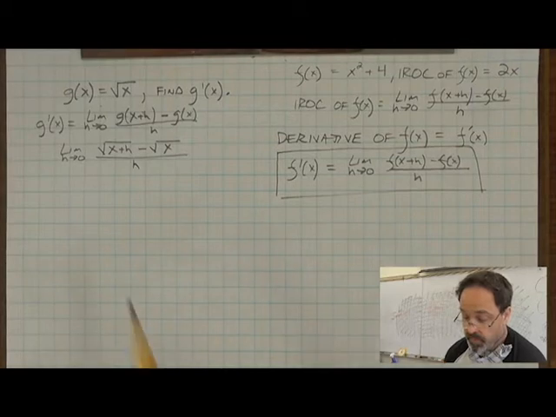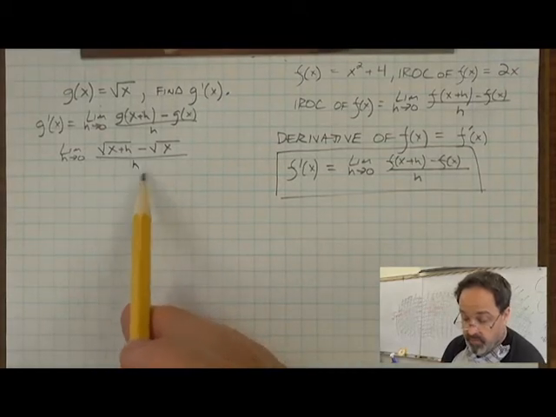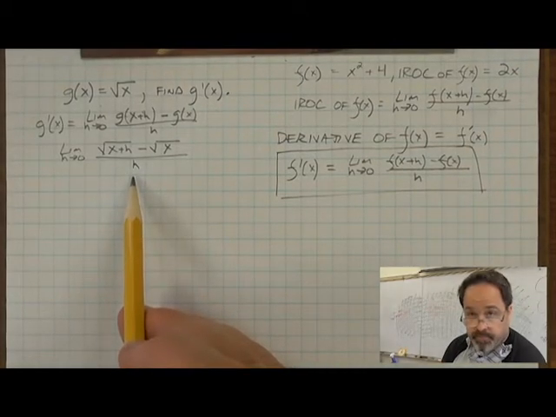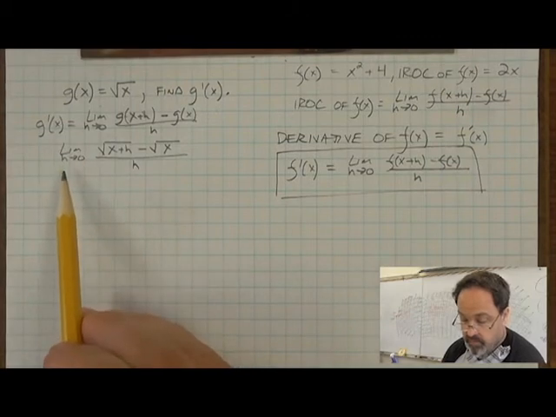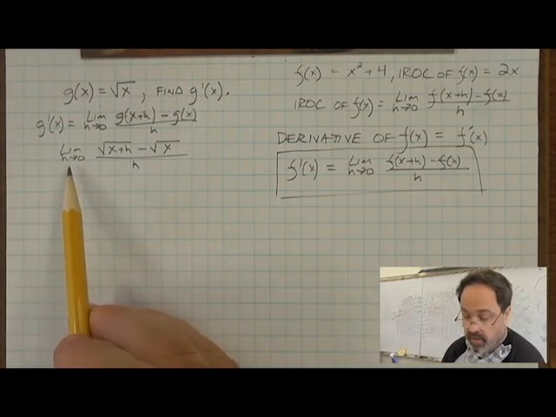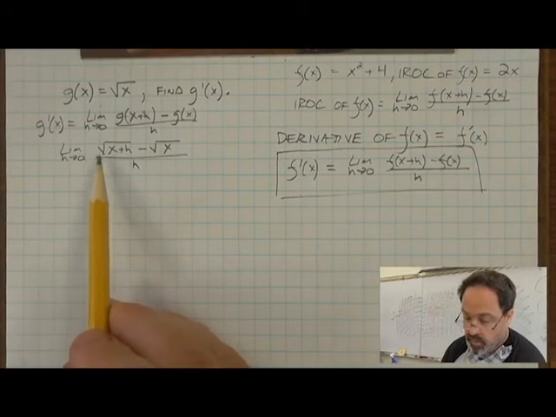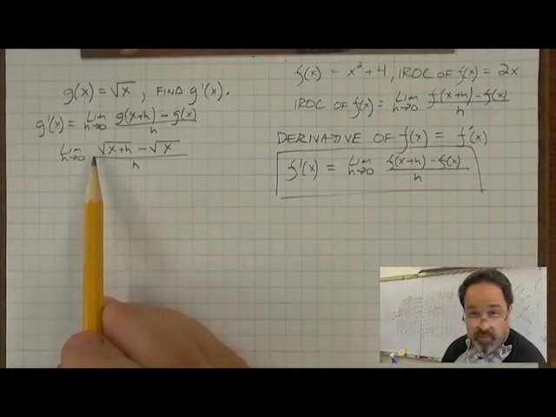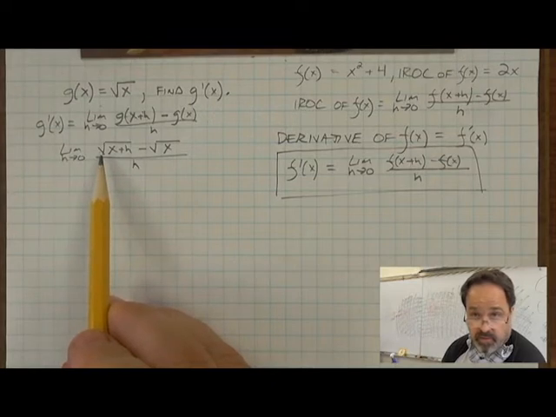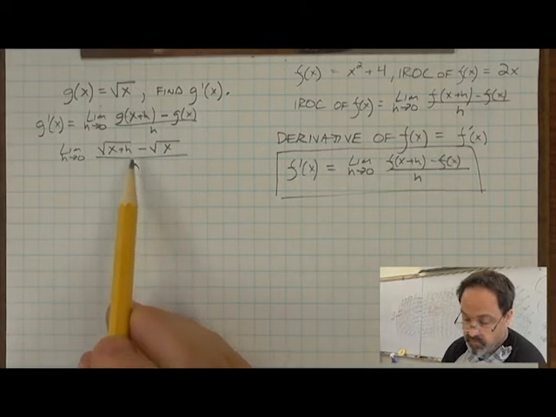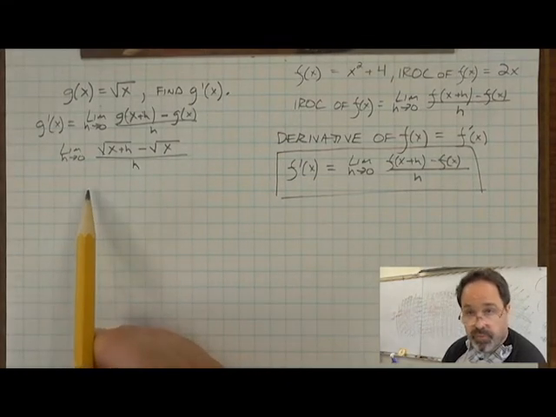And again, we have a division by 0 error if we were to take the limit right away. And we know from previous practice that we ought to expect to manipulate this algebraically in order to eliminate the division by h so that we can take the limit.